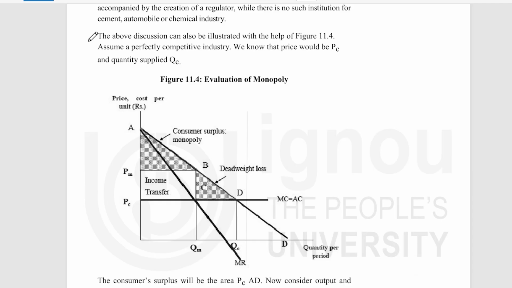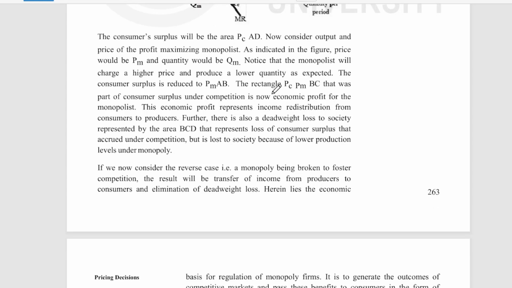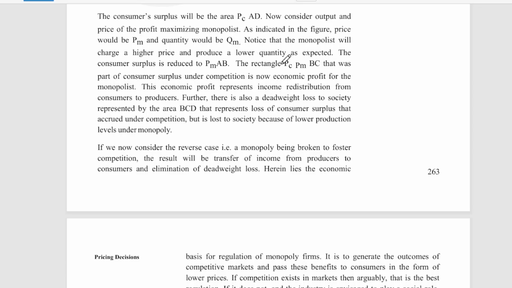The above discussion can also be illustrated with the help of figure 11.4, that is, evaluation of monopoly. Please refer to your IGNOU study material. The consumer surplus will be the area PCAD. Now consider output and price of the profit maximizing monopolist. As indicated in the figure, price would be PM and quantity would be QM. Notice that the monopolist will charge a higher price and produce a lower quantity, as expected. The consumer surplus is reduced to PMAB, and the rectangle PCPMBC that was part of consumer surplus under competition is now economic profit for the monopolist.